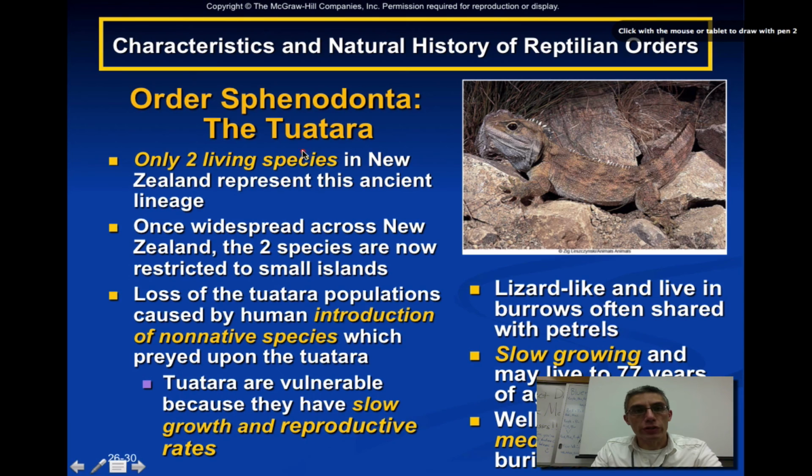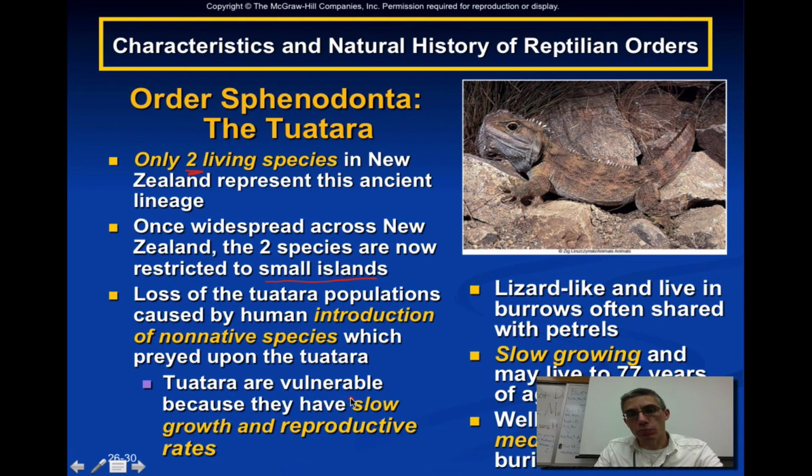Now, the next order is the order Sphenodonta, and this is the Tuatara. There's actually only 2 living species that are going to be found on this planet, and they're going to be in New Zealand, and these represent the ancient lineage of reptiles. Now, they were once really widespread across New Zealand, but the 2 species now are very restricted to small islands in this area. Now, loss of the Tuatara has largely been attributed to the human introduction of non-native species which have tended to prey on the Tuatara.